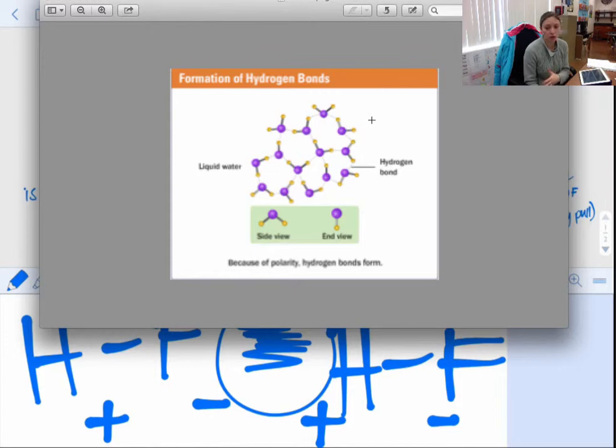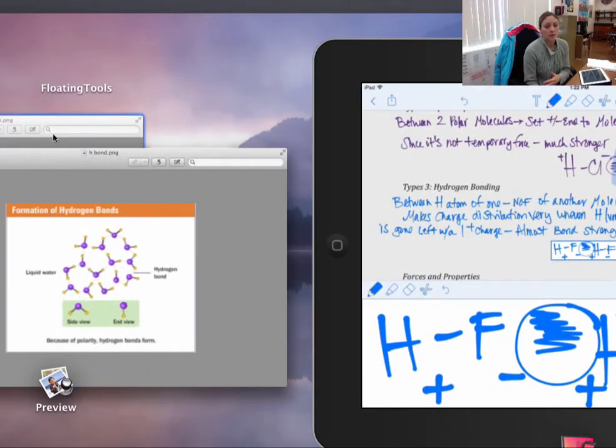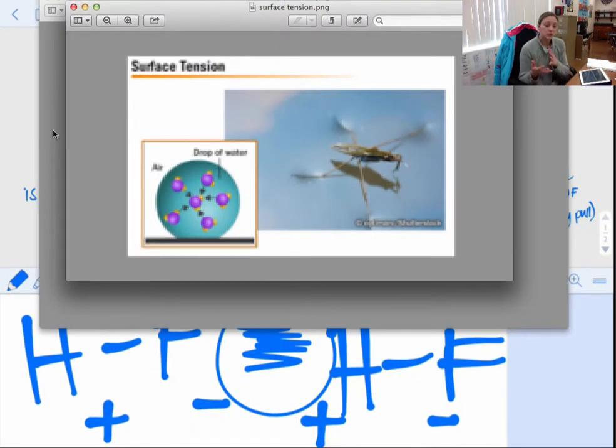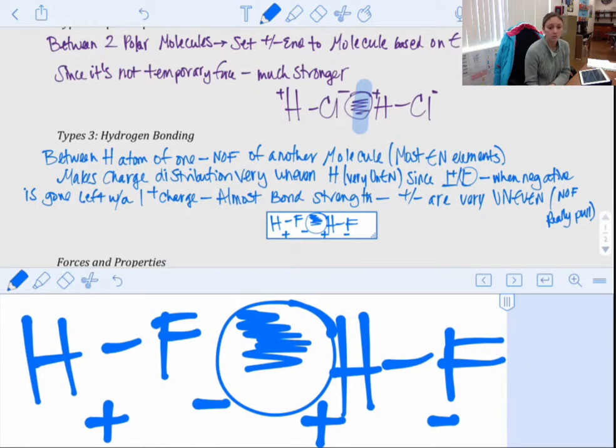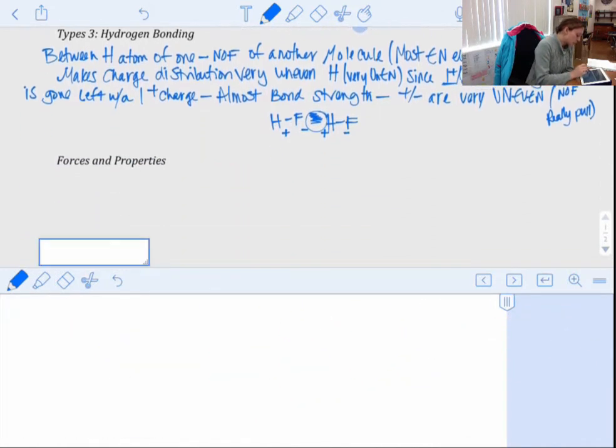Since we deal a lot with water, we deal a lot with hydrogen bonds in terms of ponds and the little animals, or why water takes on a curved shape a lot of times, or a spherical shape when it's being dropped. And we'll look a little more at that in your lab. But again, this is between two molecules.